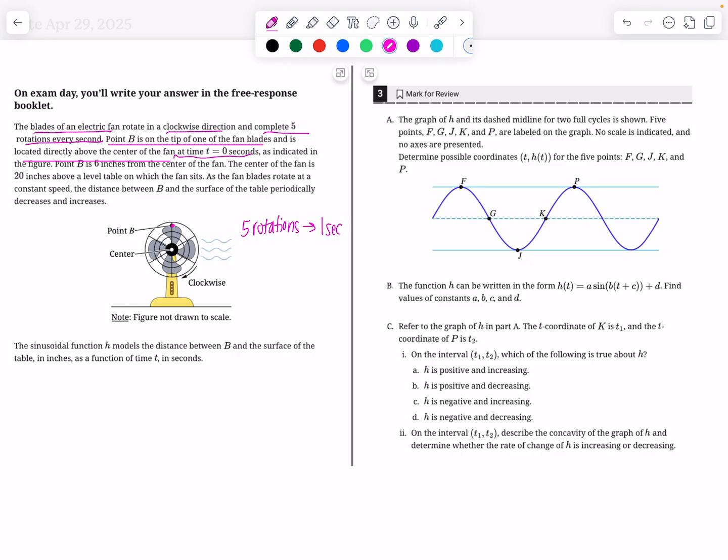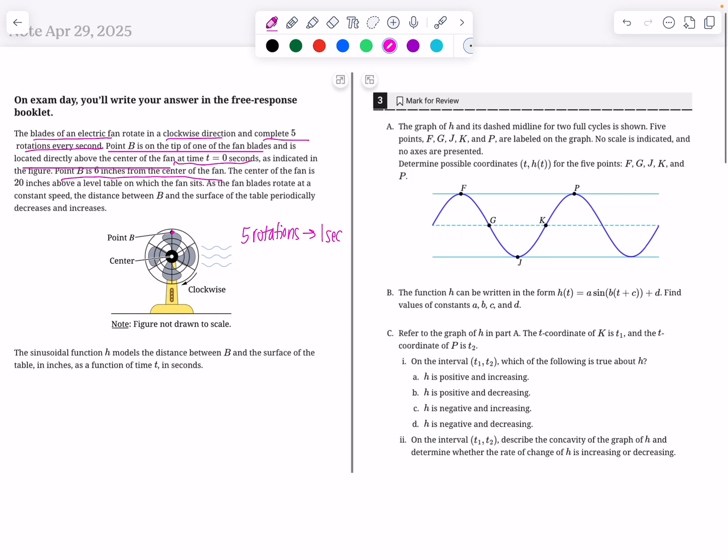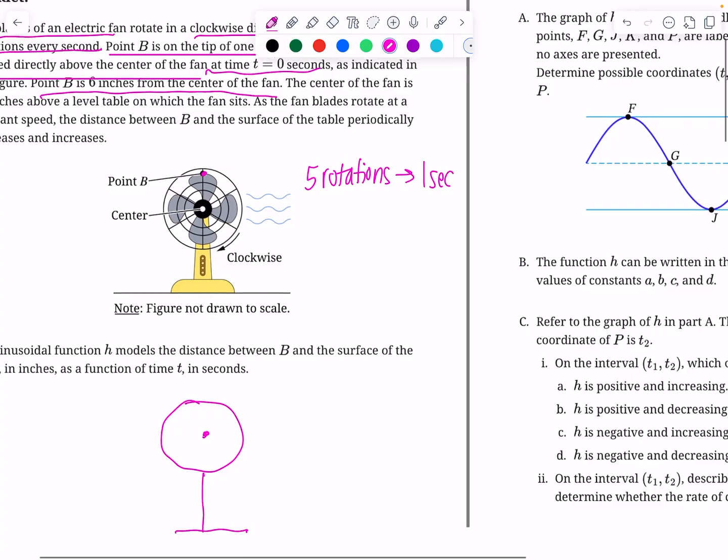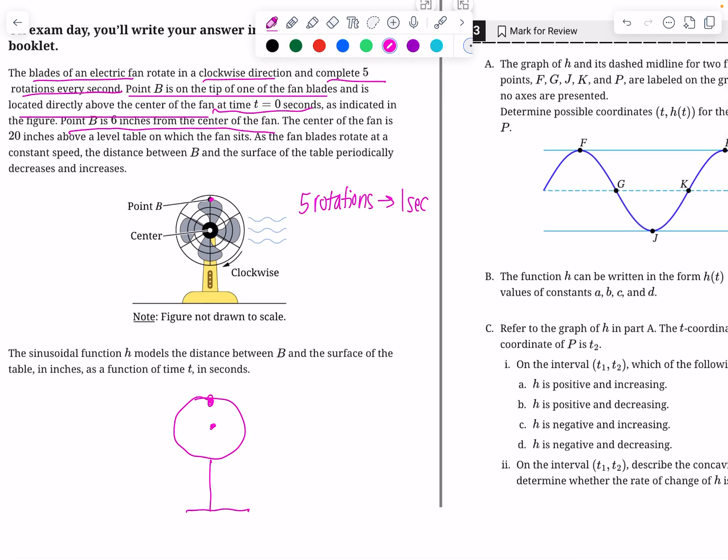Okay, and then as indicated in the figure, point B is 6 inches from the center of the fan. Okay, so let me draw another picture on the bottom. So we have the circle part, and then we have this base part, and this is the center, and this point B is 6 inches from the center of the fan. So from here to here, that's 6 inches. And since this is the center, this is like the radius, so this is also 6 inches.